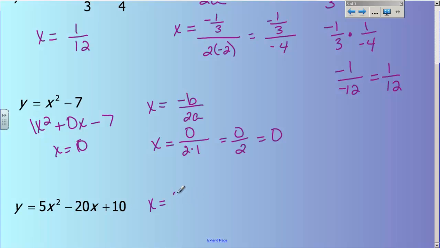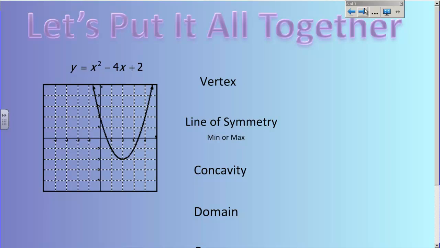So the opposite of b for this one is 20. And then 2 times a is 10, because 2 times 5 is 10. And when I simplify that down, I get 2. So the axis of symmetry for this is at x equals 2. Hopefully that's what you came up with. Let's talk about just a few more things. Axis of symmetry is the big thing, but let's toss it all together, okay?